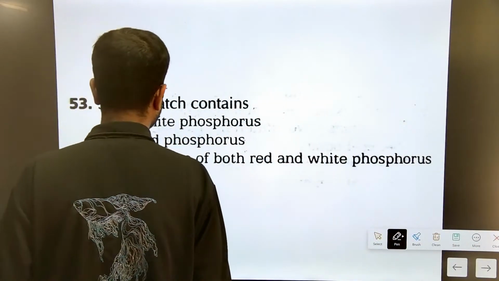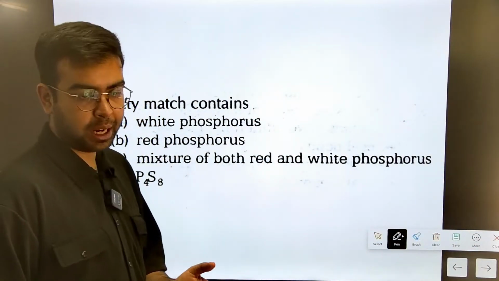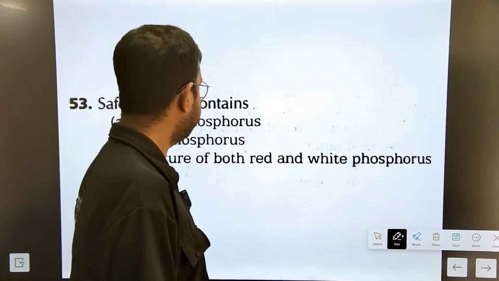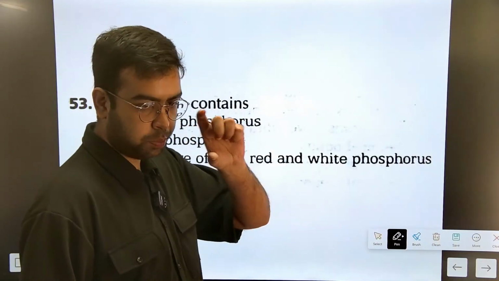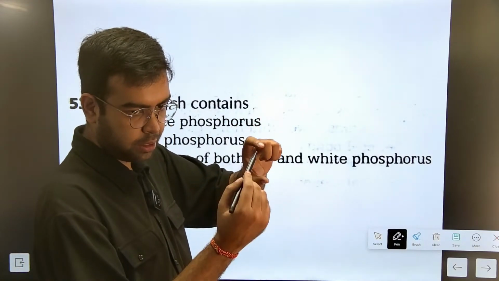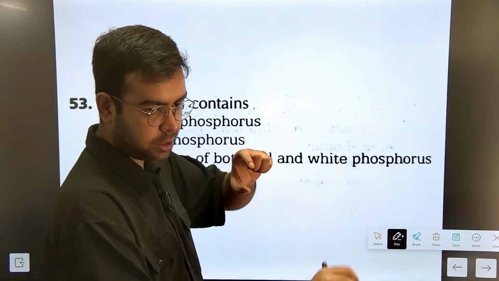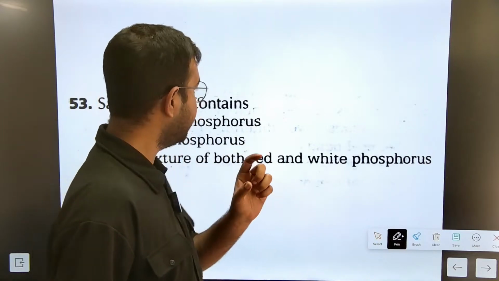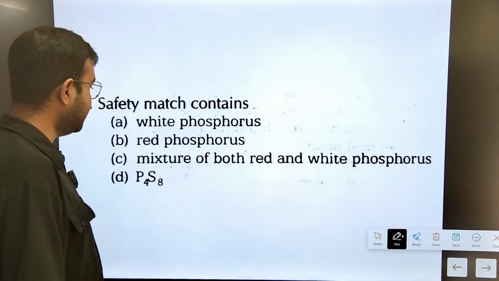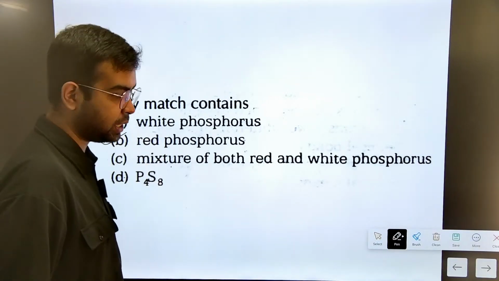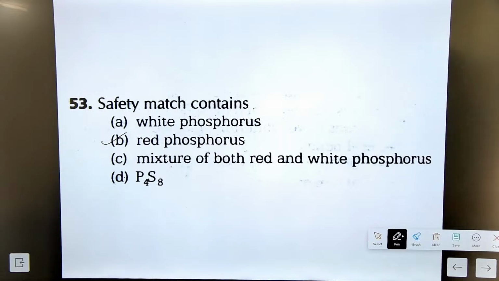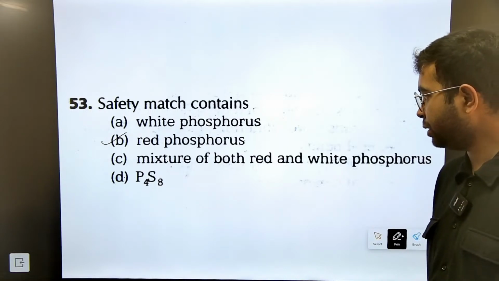ठीक है। सी, सेफ्टी मैच, जो मैच बॉक्स होता है ना, वी लाइट द मैच बॉक्स, ठीक है। अब मैच बॉक्स जो बॉक्स होता है, ऑन द एज ऑफ द बॉक्सेस, ठीक है, वेयर यू स्ट्राइक द मैच, वहां पे केमिकल क्या है, दैट इज व्हाट इज आस्क्ड हियर, ठीक है। So the correct answer is red phosphorus. The correct answer is red phosphorus. Safety match has red phosphorus. ठीक है?